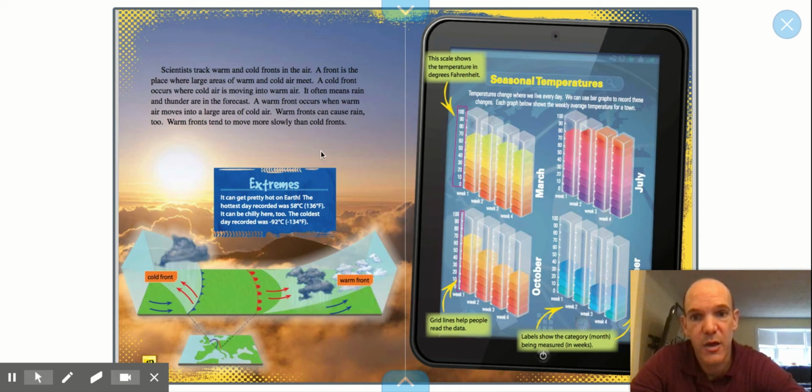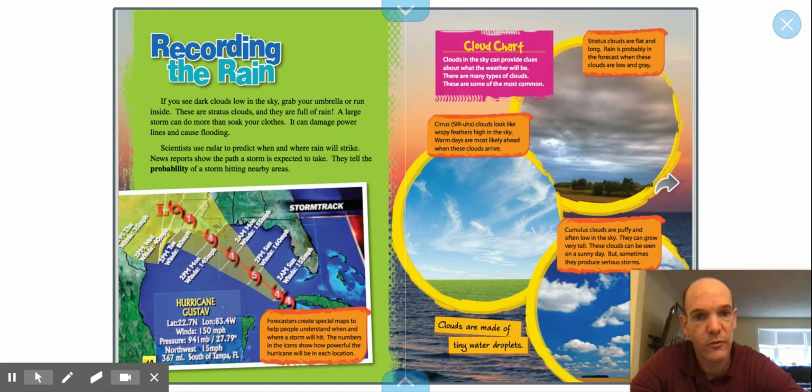We also talked about different warm fronts and cold fronts. So a warm front is when warmer air is moving in, and a cold front is when colder air is moving in. So these examples down here kind of show a cold front moving in and then a warm front moving in. Okay, so that was warm fronts and cold fronts.